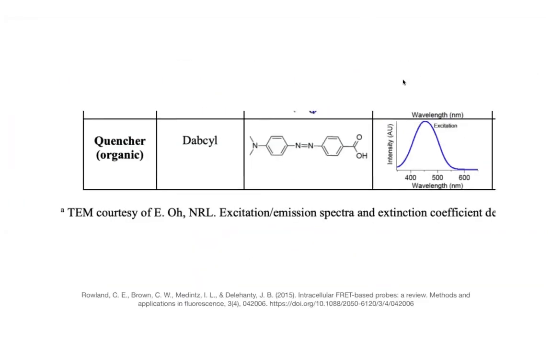So here's an example of a quencher. This is a common one. It's called Dabsyl. And you can see that you're only seeing an excitation wavelength, not an emission wavelength. It can absorb this light, but it doesn't give anything back that you can see.